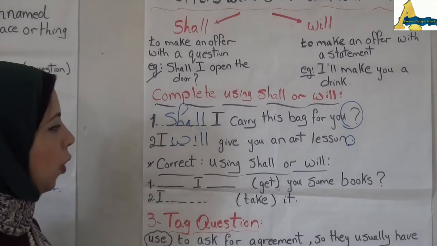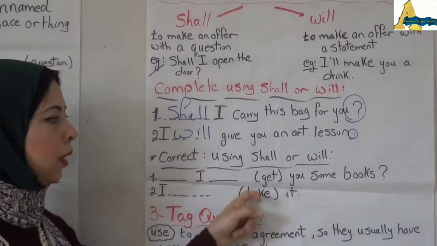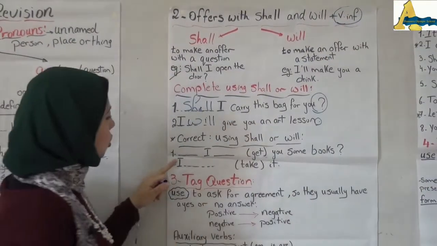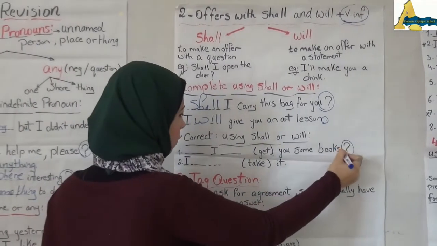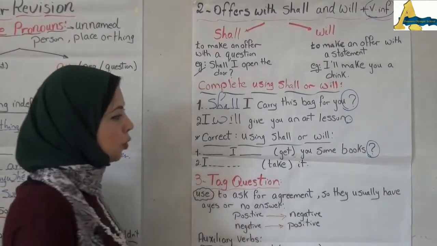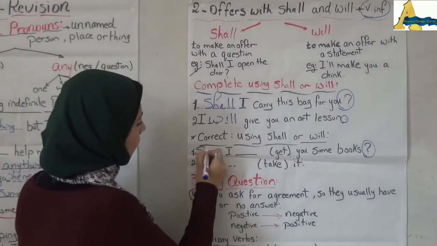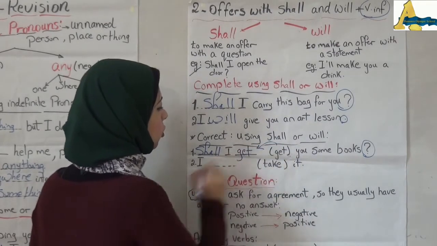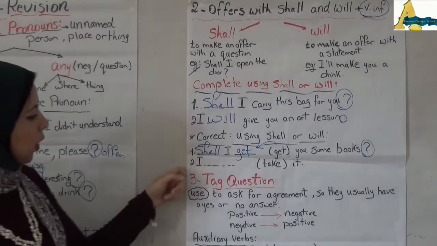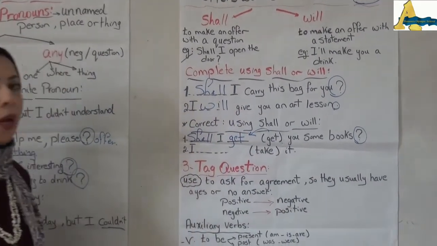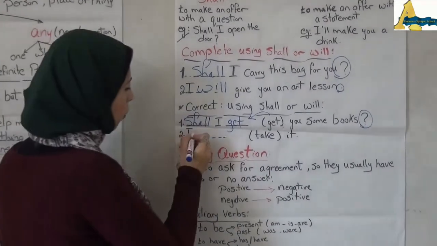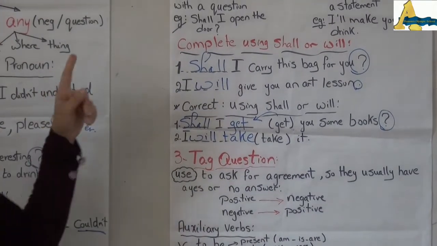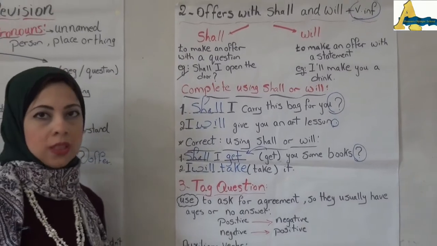Correct using shall or will. Of course, after shall or will, we are going to put the verb in the infinitive form. So number 1, here we have a question. Dots get you some books. So it's going to be what? Shall I, and we're going to leave the verb as it is in the infinitive form. So shall I get you some books? Number 2, dots take it. Here we have a statement, so we're going to use will. So I will take it. Okay, so the offers with shall and will: shall for the question form and will for the statement form.